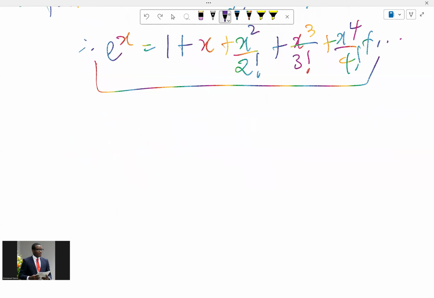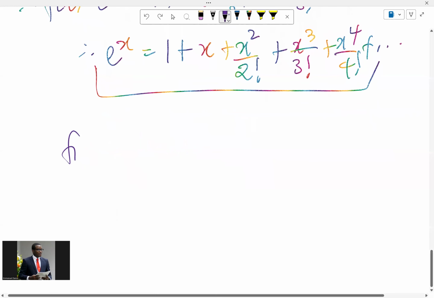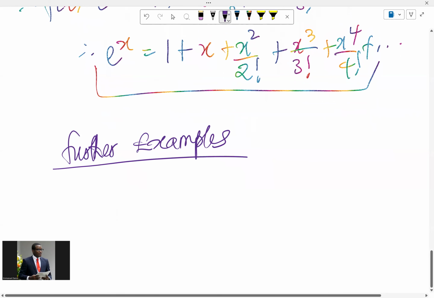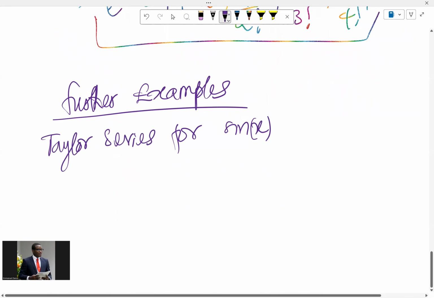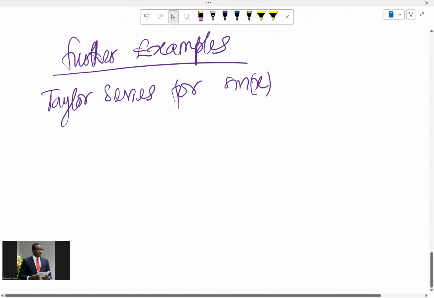So let me say further examples. I have the Taylor series for sine x. I won't worry about all these steps again. I'll do the steps, but I won't have to state step 1, step 2.